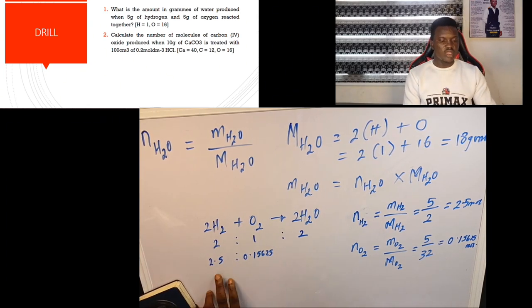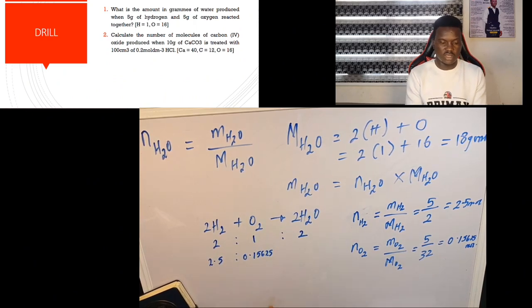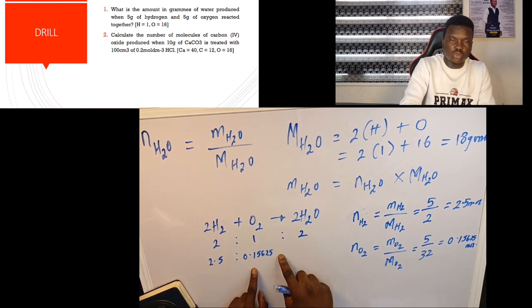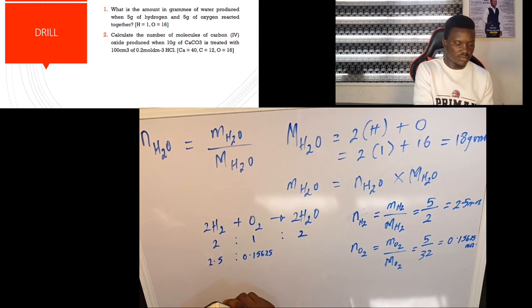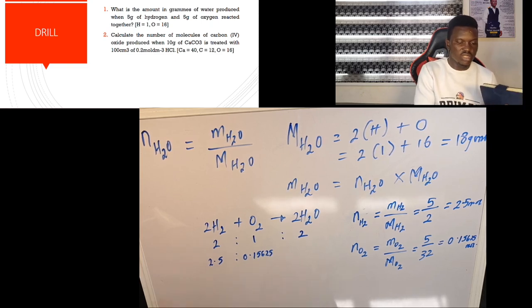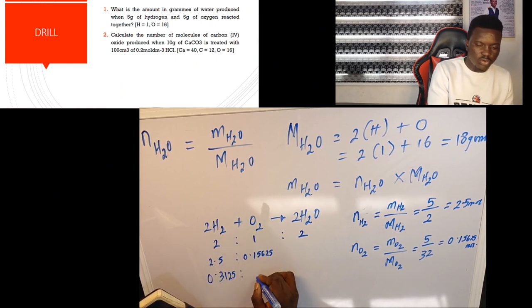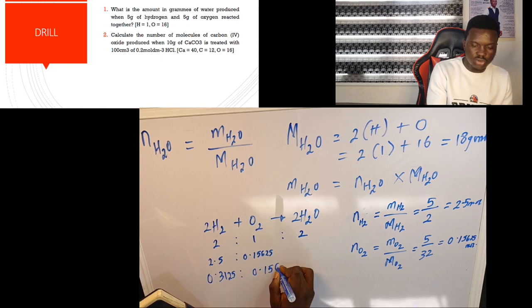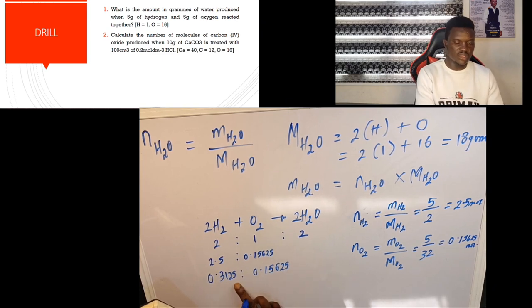So now, if this is 2.5, from their ratio, then this must be 1.25. Can you see? But is this up to 1.25? No. But if this is 0.15625, what do you think this should be? That means you're now going to say 0.15625 multiplied by 2, and that will give you 0.3125. So if you look at this now, this is 2 ratio 1. So if this is 0.15625, this will be 0.3125.